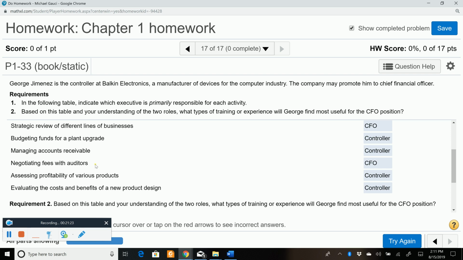The first one, assessing the profitability of various products. So that is a detailed look at the cost accumulations and the cost assignments of various products compared to their selling prices. That's where we have a lot to look at with the cost accounting system. And lastly, evaluating the costs and the benefits of a new product design. That's pretty detailed work. That's most likely done by the controller.